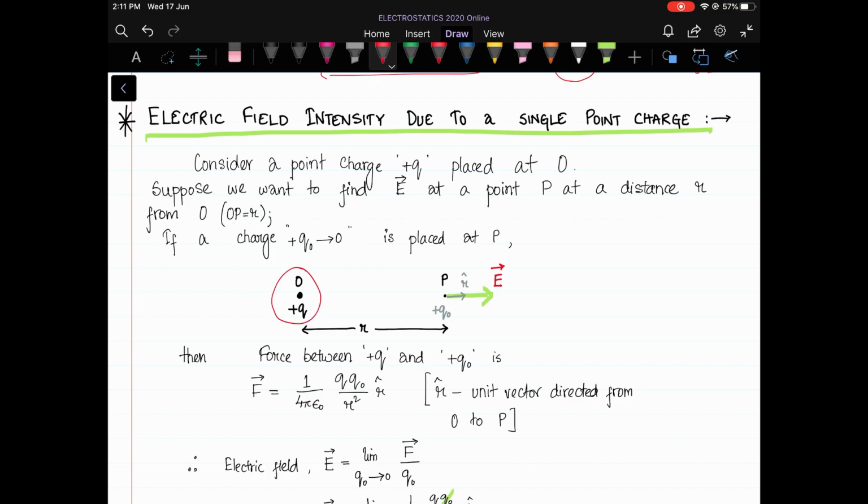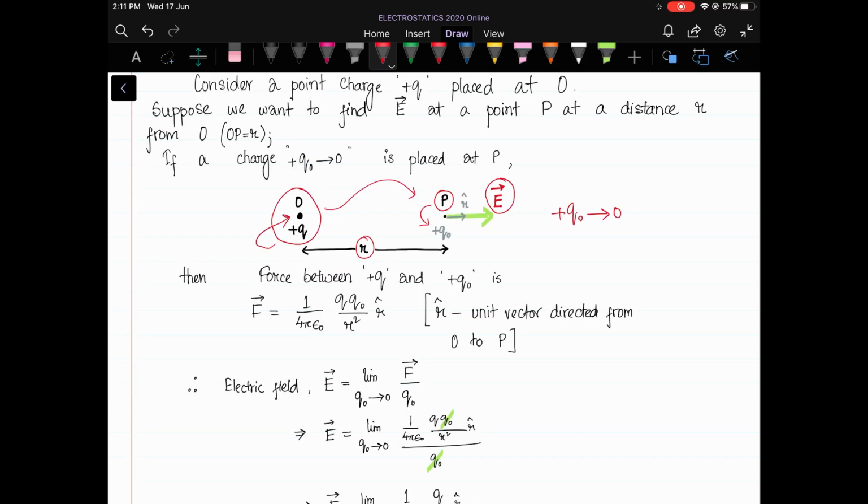Here you can see I have a point charge plus Q located at a point O. I have a point called P where we are going to find the electric field, which is at a distance of R. At this point P, we are keeping a test charge which we have taken to be positive Q0, and it is very, very small. When we keep the test charge at this point P, we are now ready to calculate the force between the source charge and the test charge.